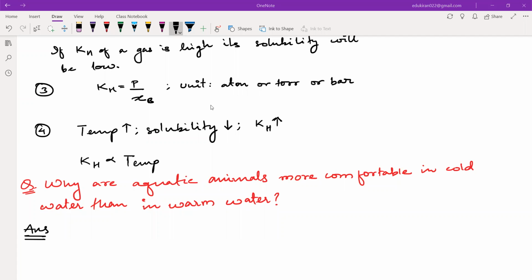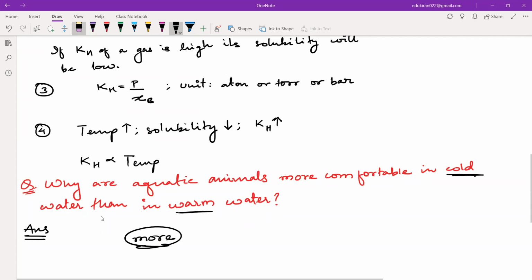Aquatic animals, they will be comfortable in a place where we have more oxygen or less oxygen? More. More oxygen. Where will be more oxygen? Cold या फिर warm water में? Cold. Cold water, right? Since the solubility is high if you have low temperature.